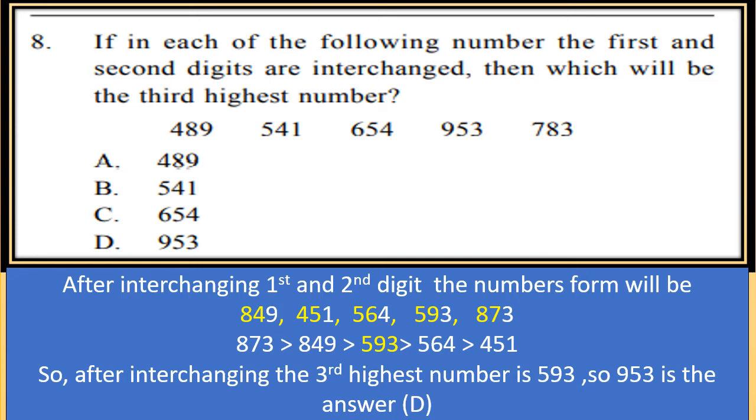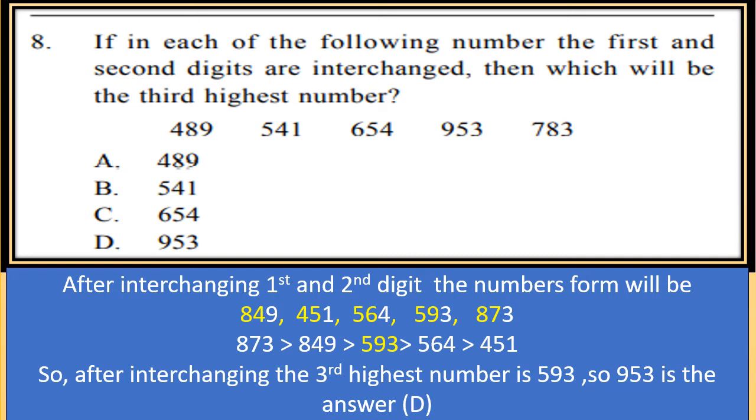We have to interchange the first and second digit. Now after interchanging first and second digit, the numbers formed will be 849, 451, 564, 593 and 873. Now arrange them from highest to lowest.